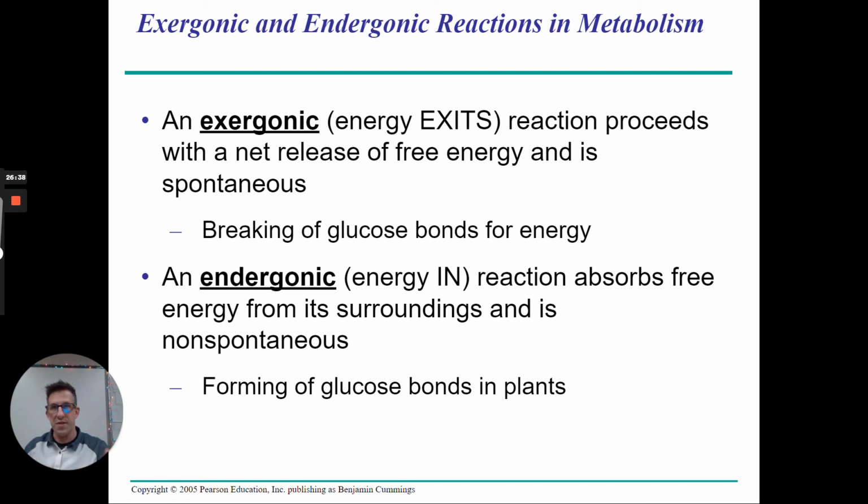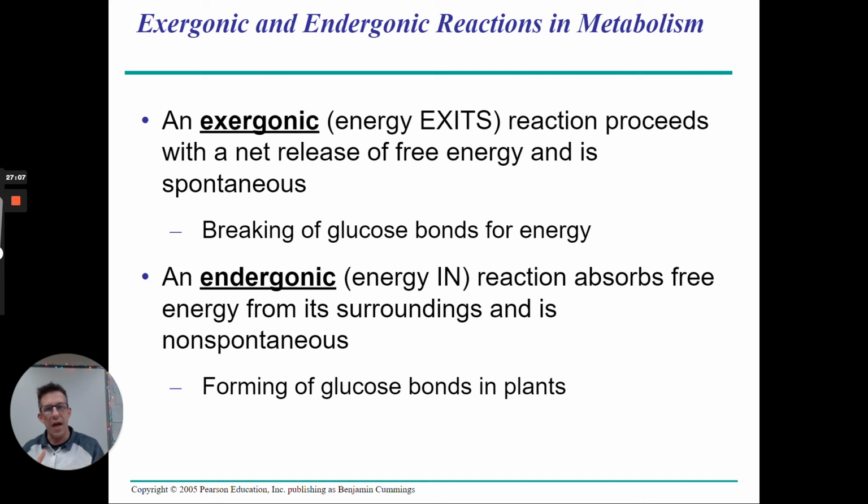And then we can use that energy somewhere else in our cell to do some work for us. The second type of chemical reaction is called an endergonic reaction, which means energy has to be put in. Ender, endo, into. All of those things mean into. Energy, in this case, energy into this system. So an endergonic reaction absorbs free energy from its surroundings, and it is considered non-spontaneous.